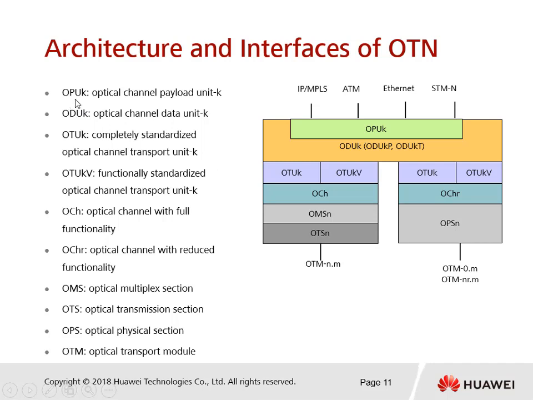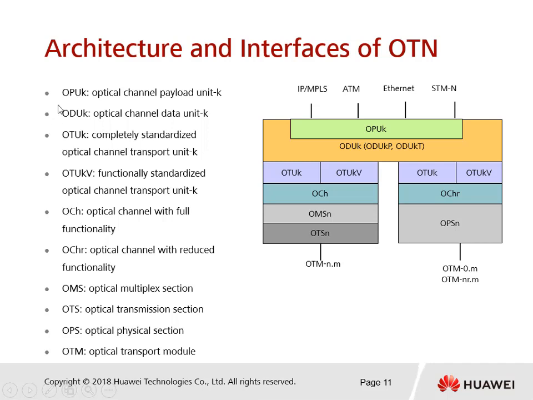For example, OPUK means optical channel payload unit K. This K can be different values, for example 1, 2, 3, 4. Different numbers have different capacity. So here I have the ODUK, meaning optical channel data unit. OTUK is the completely standardized optical channel transport unit K. And here we have another one, OTUK V. This means the functionally standardized optical channel transport unit K. And then we have the OCH.